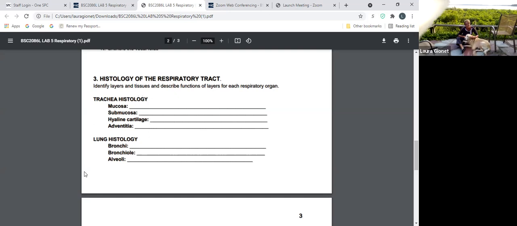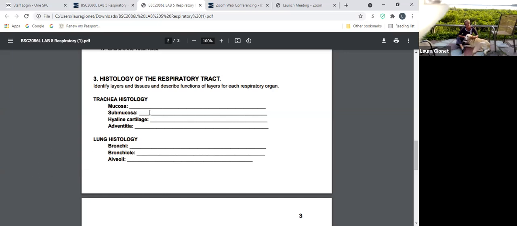The mucosa is composed of what we call PSCCET, pseudostratified, ciliated columnar epithelial tissue. So it's a row of single columnar cells that has cilia on the surface. It's said to be pseudostratified because it appears to be multiple layers when it's just one. And it's epithelial tissue, or epithelium, because it lines the lumen.